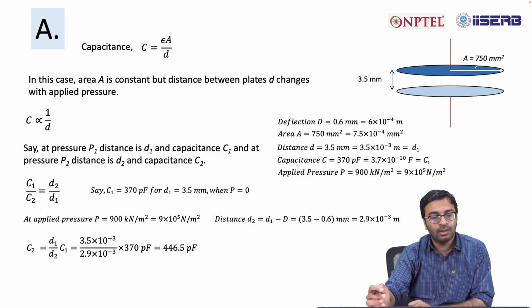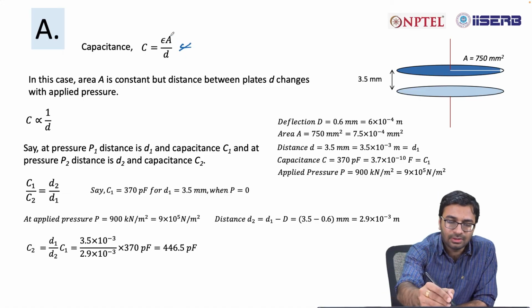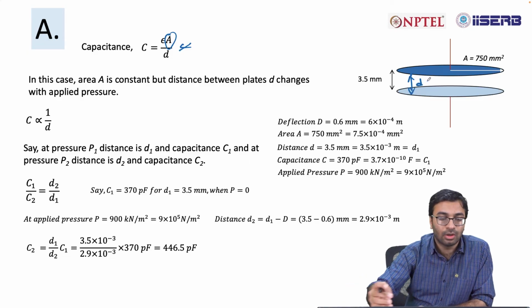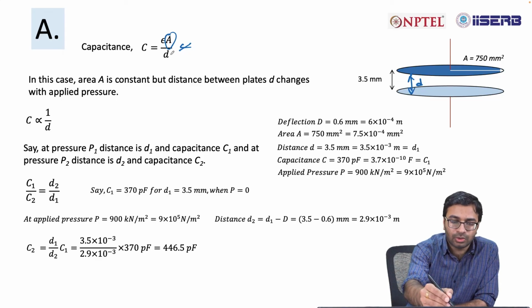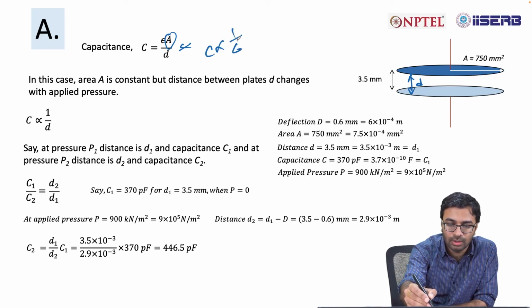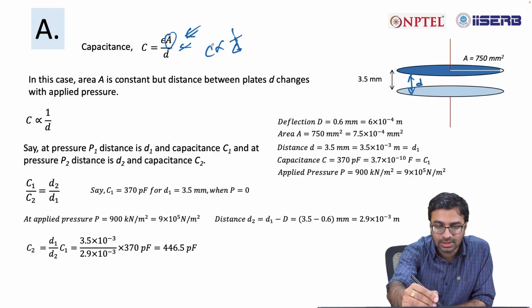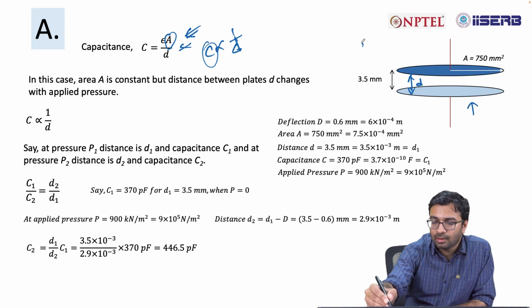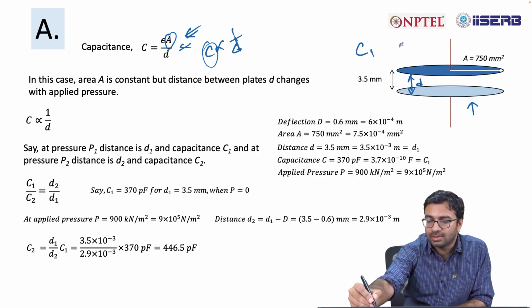Okay. Now, we know capacitance C is equal to epsilon A by D. In this case, your A is constant, but the distance between the plates, that is D, is not constant. So, your D changes. Now, we know C is proportional to 1 by D. From this equation only, it is very much evident. If distance increases, capacitance will decrease. If distance decreases, capacitance will increase. Now, consider at this situation, the capacitance is C1. After you apply the pressure, the capacitance is C2.